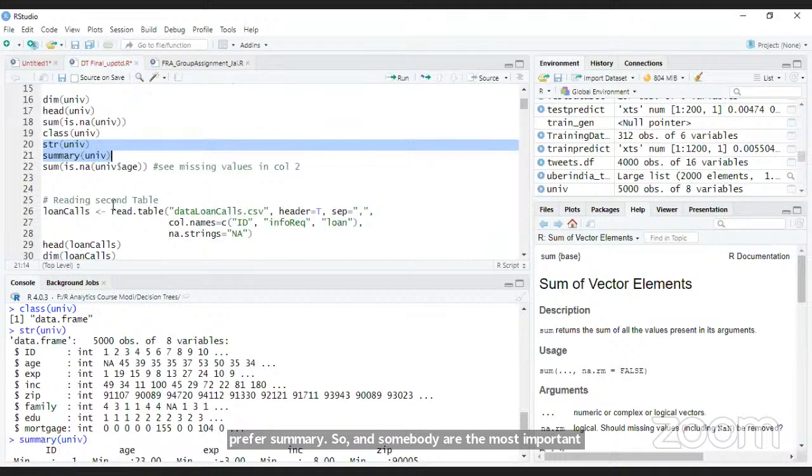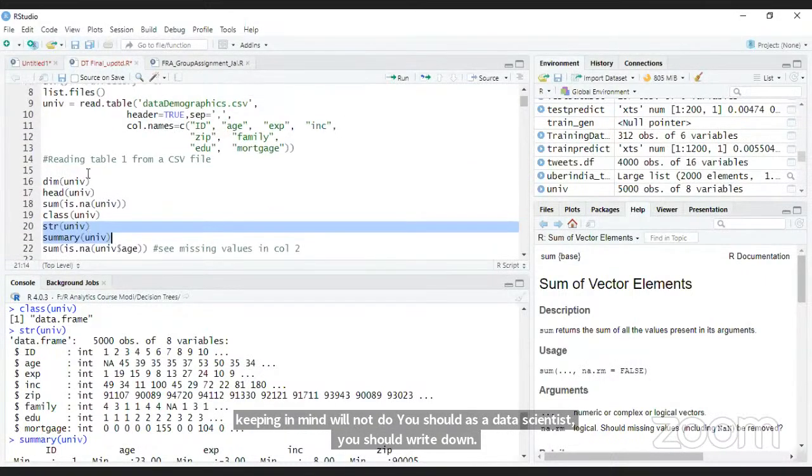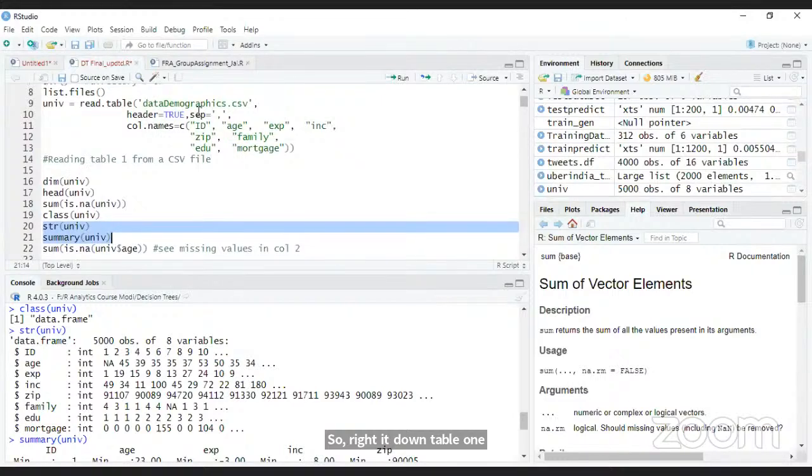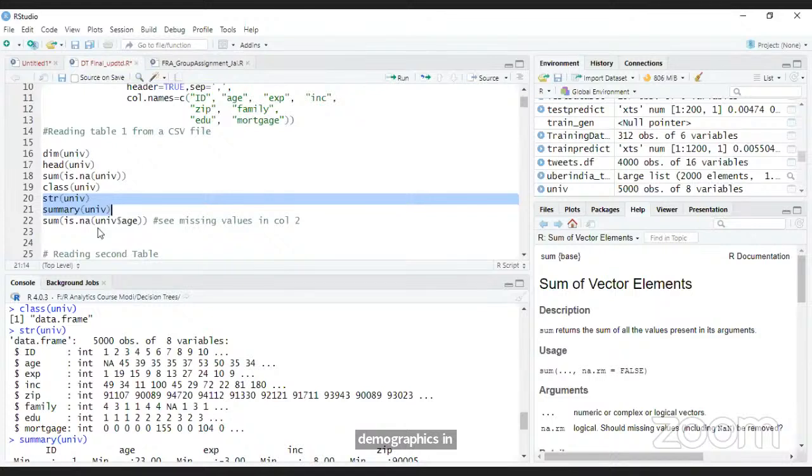Got it? So take a book, take a pen. Simply keeping it in mind will not do. As a data scientist, you should write it down. Write down: table one, the actual name is data demographics, in R it is univ. The data is neatly spread except it is having some missing values. You also note down the number of rows and columns.